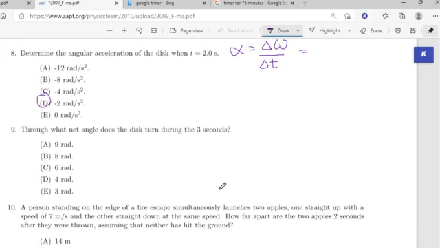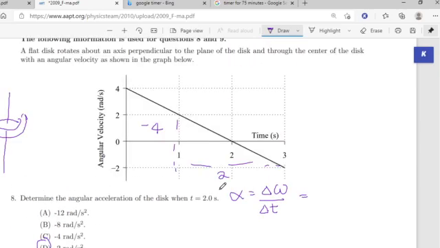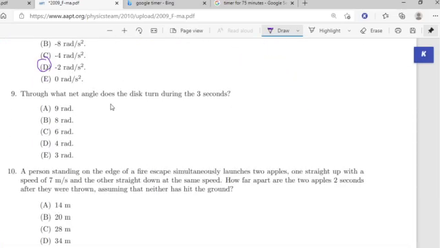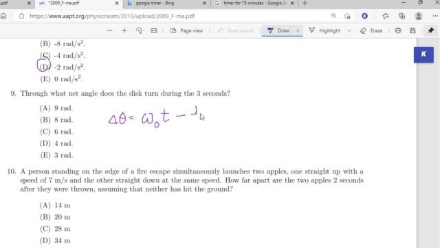At what net angle does the disk turn during the 3 seconds? Well, the acceleration we can see is sort of constant throughout. So we can say that the net angle is equal to the initial angular speed times 3, minus 1/2 times that, which is 3 times the initial angular speed minus 9/2 times that.